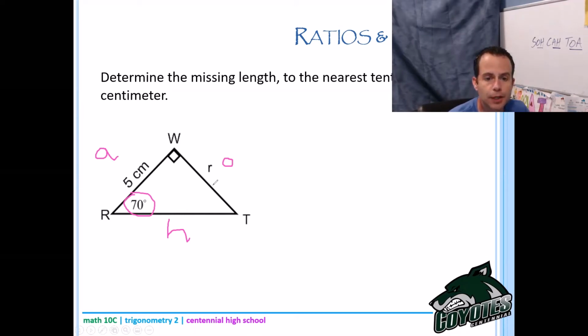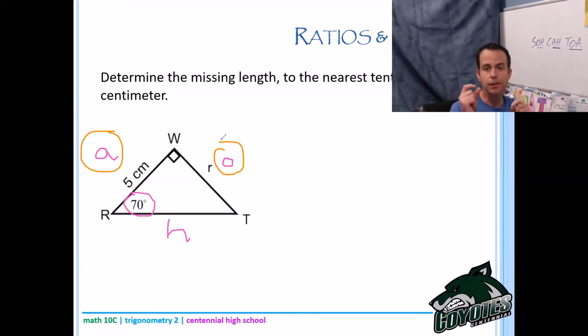Now, walk yourself through this conversation. I want to switch colors for a sec. I have my adjacent. I know it's 5. I need my opposite. So I want the trigonometric function that pairs opposite and adjacent together. So who uses opposite and adjacent at the same time? It's tan. Tan is opposite over adjacent. So for this question, I'm going to solve it using tan.